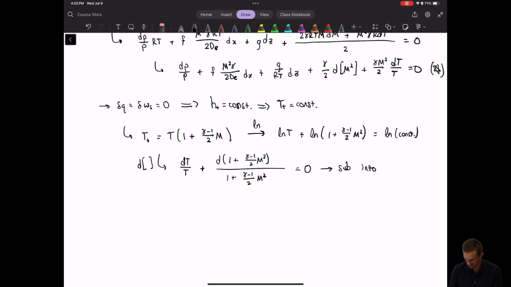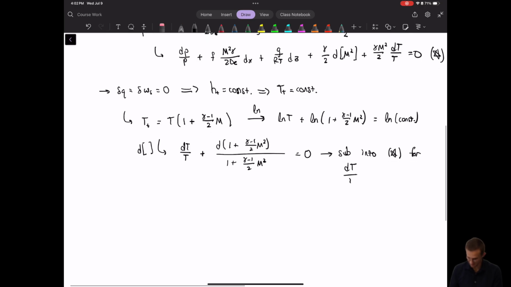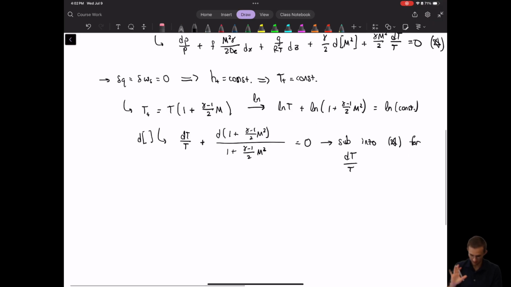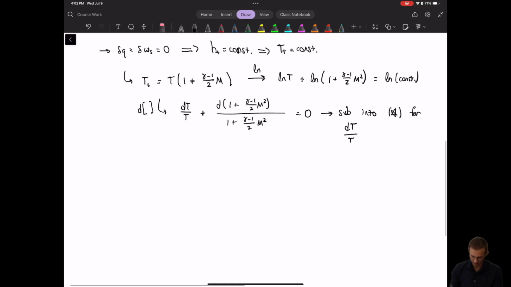And then we substitute into star for dT over T. That's what we want to do right away, but that's where it's going to go. Okay, let's also look at continuity.